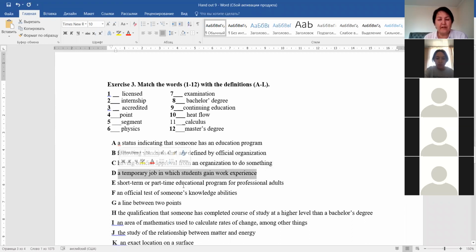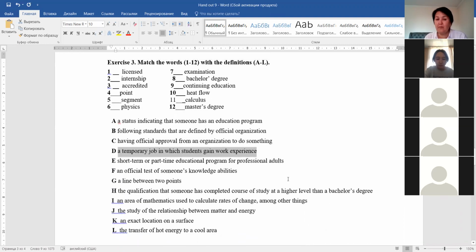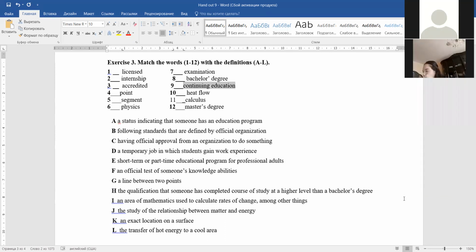A temporary job in which students gain work experience. What is it? Internships. How did we translate internship? Стажировка, или можно перевести как практика. Next, Iskender, please. Short-term or part-time education program for professional adults. Continuing education. How did we translate continuing education? Продолжительное образование, или курсы повышения квалификации.